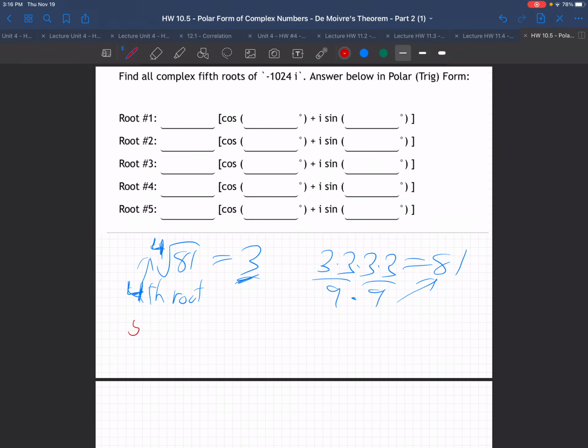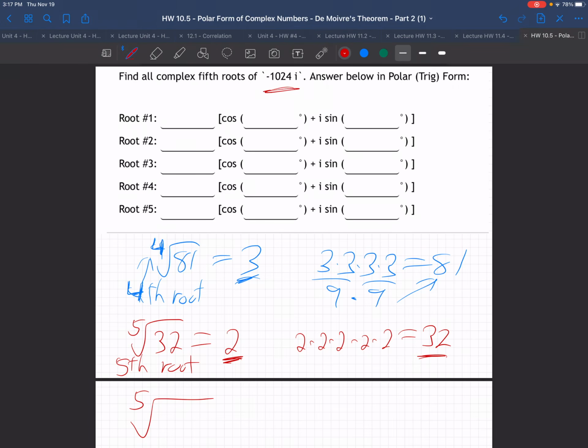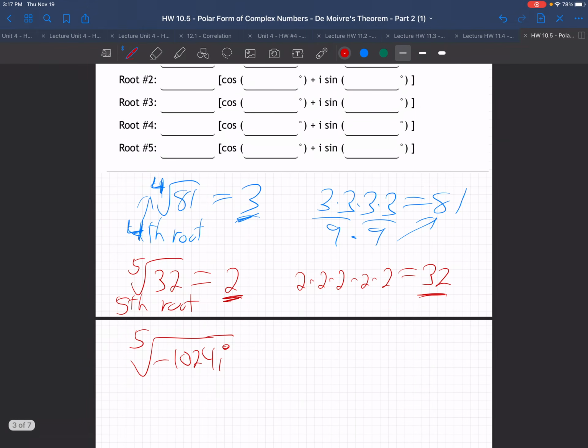Let's keep this going. What would be the 5th root of 32? What times itself 5 times would be 32? 2. Because 2 times 2 times 2 times 2 times 2, if you multiply that on your calculator or by hand, you'll get 32. So the 5th root of 32 is 2. In this question, they're asking us for the 5th root of this number, negative 1024i. Well, that's pretty strange, isn't it?